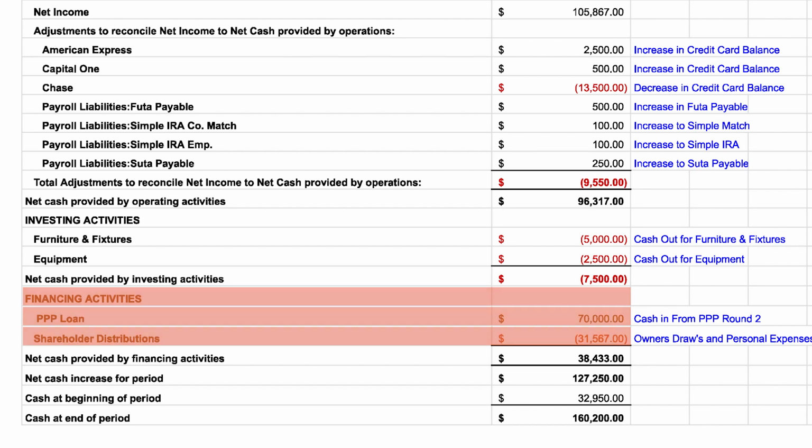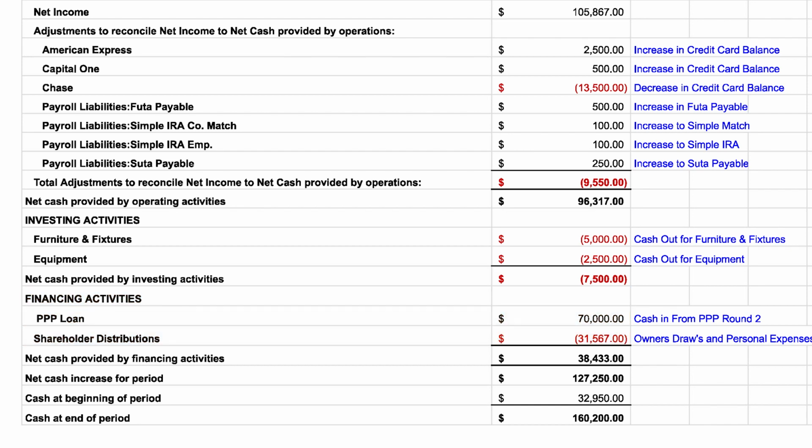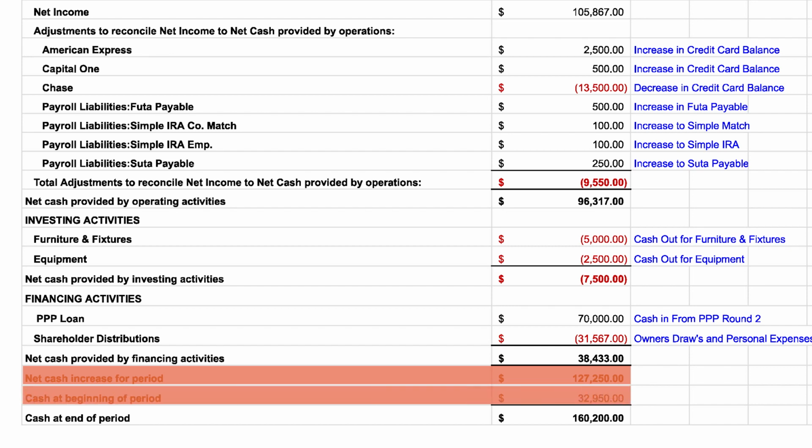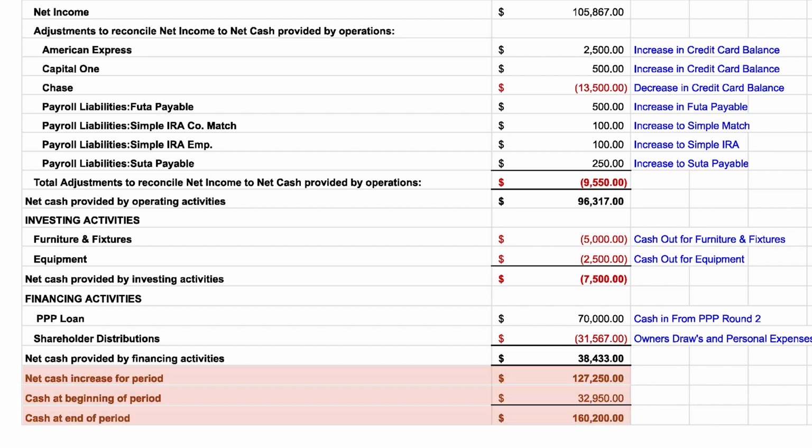At the bottom of your statement of cash flows, you can see the amount your cash balance increased or decreased during the period. You can also view the cash at the beginning of the period as well as the cash at the end of the period. Essentially, the statement of cash flow tells the story of what is happening with your cash.